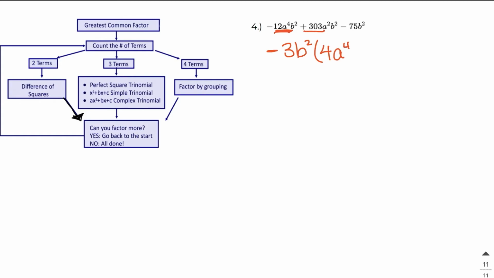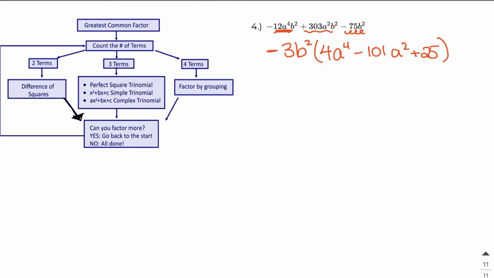The positive 303 divided by negative 3 ends up giving me a negative 101. I have an a squared here, and then the b squareds completely cancel out. And then lastly, this negative 75 divided by negative 3 is a positive 25, and then the b squareds cancel.